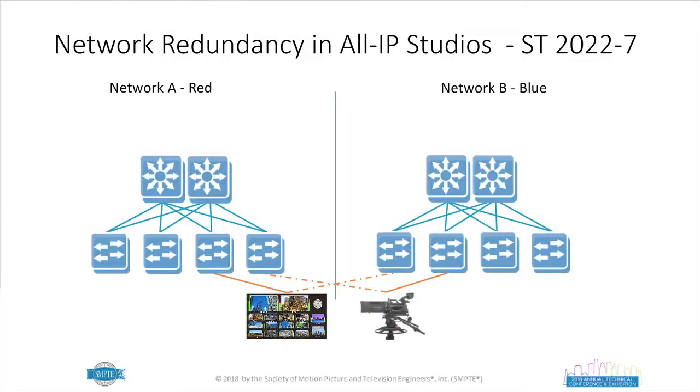When we're coming to redundancy, the 2022-7 redundancy model, we obviously want redundancy from an essence point of view. So as you can see here, we've got a red and blue network, or amber and blue network, A and B network, depending on how you wish to label it. In this case, I've built it with two different spines and a set of leaves connected. Your endpoints are on the leaves. You've got sources such as a camera, or you've got a receiver such as a multi-viewer.